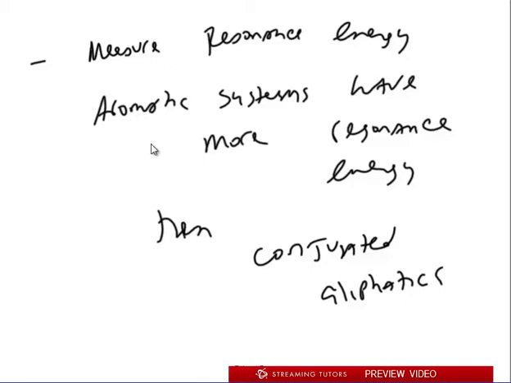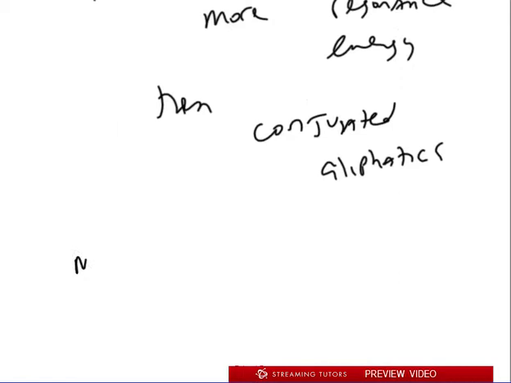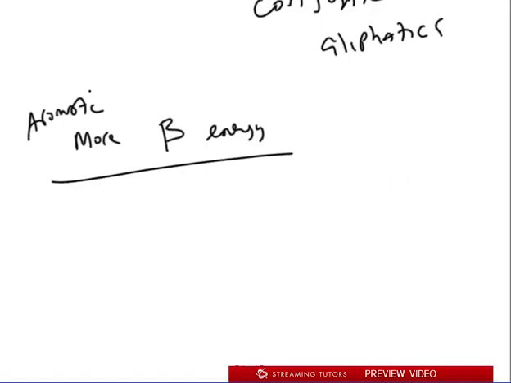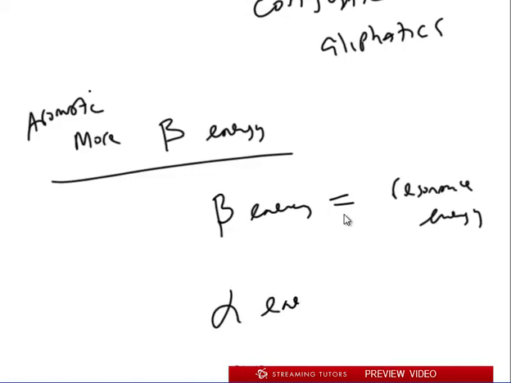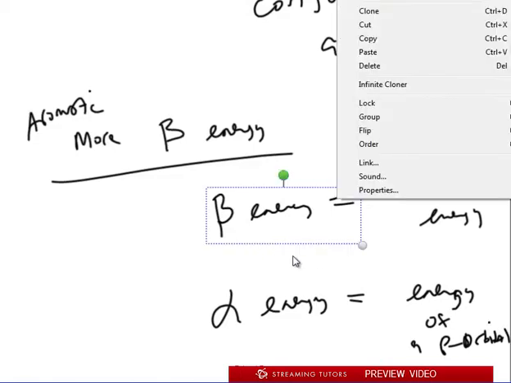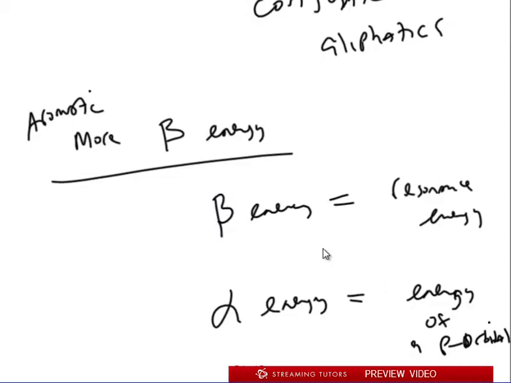So the aromatic system has what we call more beta energy. Aromatic has more beta energy. Now, what is beta energy? Beta energy is equal to the resonance energy. Okay, it's just a measurement that we use. That is the beta energy. Alpha energy is equal to just the energy of a p orbital by itself. So when you think about alpha energy, you're just thinking about the energy associated with a p orbital.